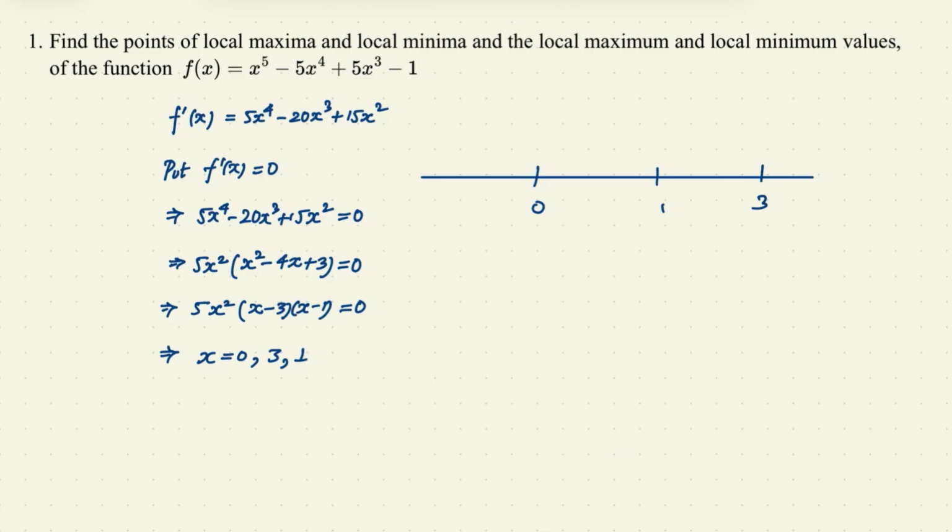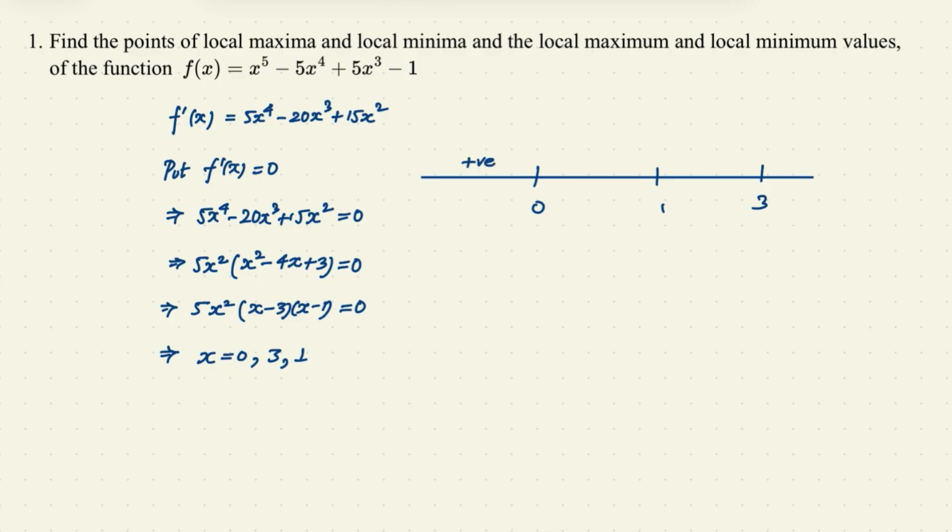Let us pick one point from each interval and let us put those values in f dash of x. Let us pick minus 1 from this interval, and if I put minus 1 in f dash of x, then I'll have minus 1 whole square, which will be positive, minus 1 minus 3 will be negative, minus 1 minus 1 will be negative. So positive into negative into negative is positive. So in this interval I'll get the value of f dash of x as positive.